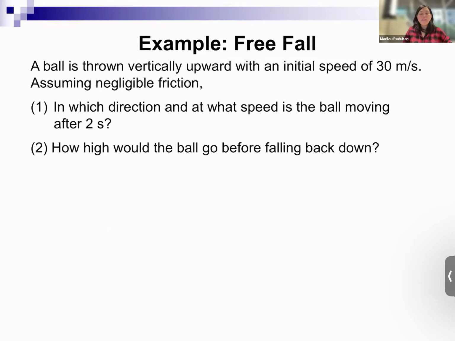Okay, so let's look at this example for free fall. A ball is thrown vertically upwards with an initial speed of 30 meters per second. We assume negligible friction, and we want to find in which direction and what speed the ball is moving after 2 seconds, and how high the ball would go before falling back down.